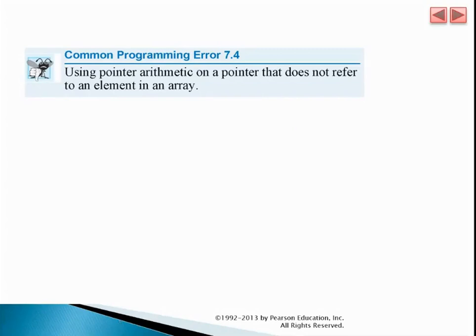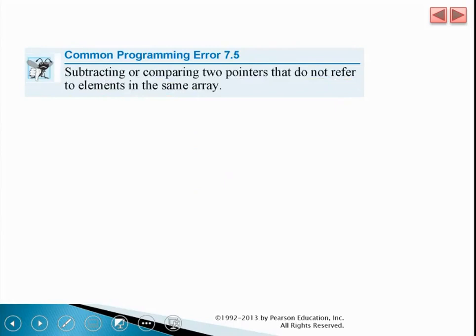Using pointer arithmetic on a pointer that does not refer to an element of an array will be a programming error. If I get some value in my v pointer which is not part of the array, out of the bounds of that array, then we get a segmentation fault.